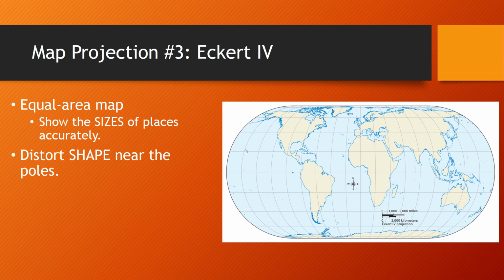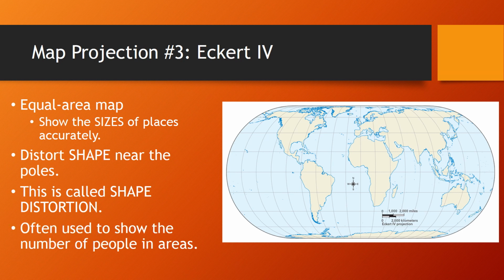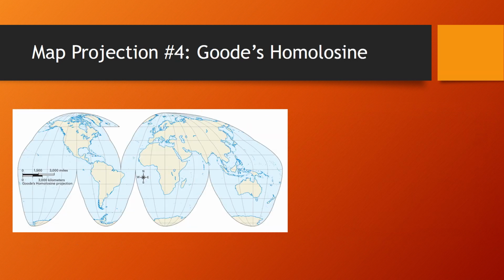However, it distorts the shape near the poles, and you can see at the poles everything kind of looks a little smooshed, like it took a piece of bread and just pinched it together. This is called shape distortion. So we just talked about area distortion, where it makes things look bigger, but this one's called shape distortion because it changes the shape of the continents. This is most often used to show the number of people in different areas.